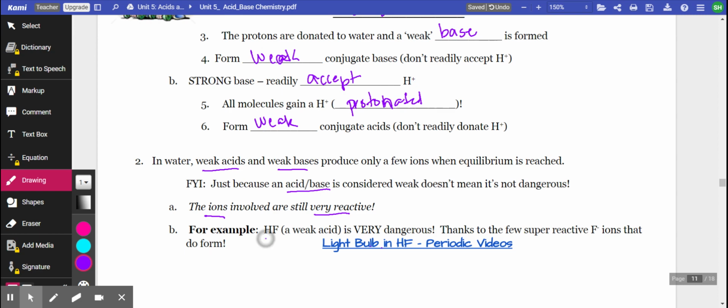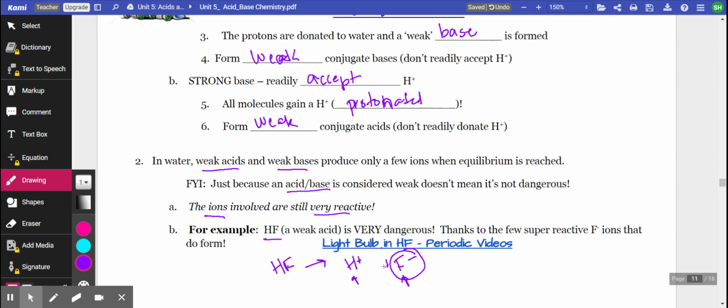So for example, hydrofluoric acid is a weak acid. It does not readily dissociate. So if we write the dissociation reaction, it just forms hydrogen ions and fluoride ions. It doesn't form a lot of hydrogen ions in solution, which also means it doesn't form very many fluoride ions, but the few fluoride ions that it does produce are highly reactive, which is what makes it very dangerous. So we'll get an opportunity to watch a light bulb in hydrofluoric acid with a really fun video.